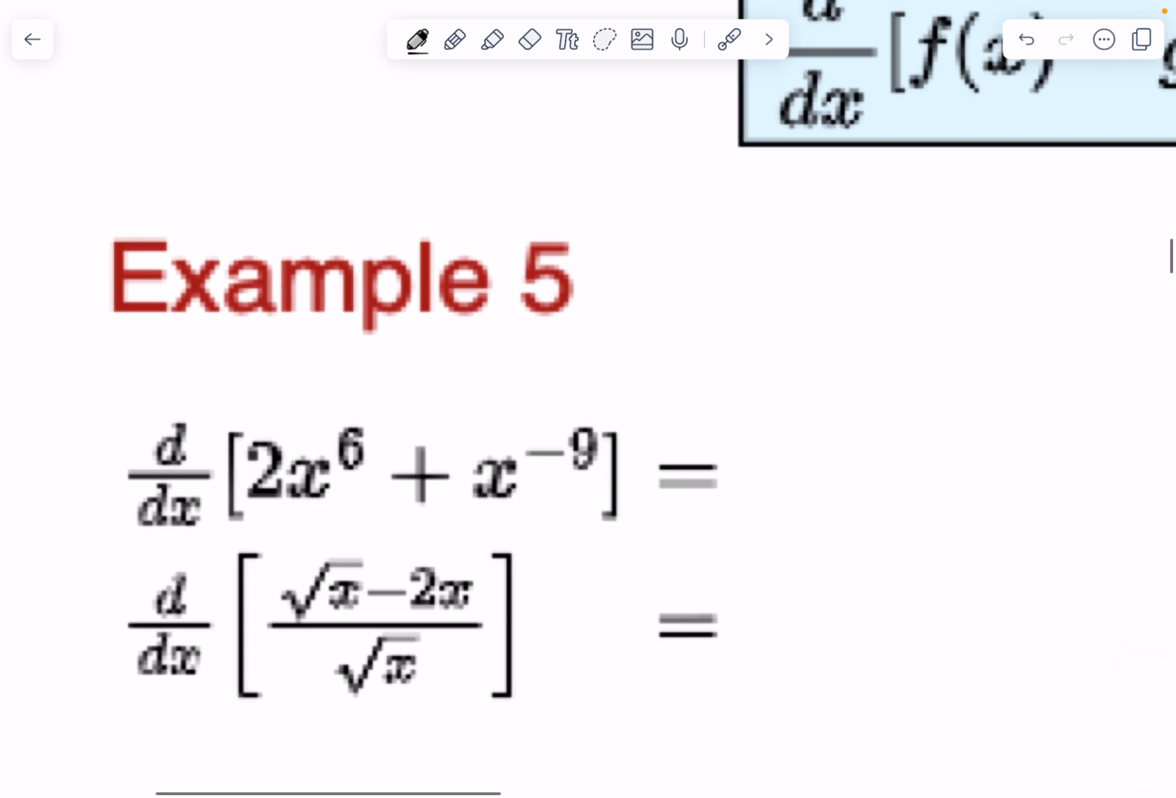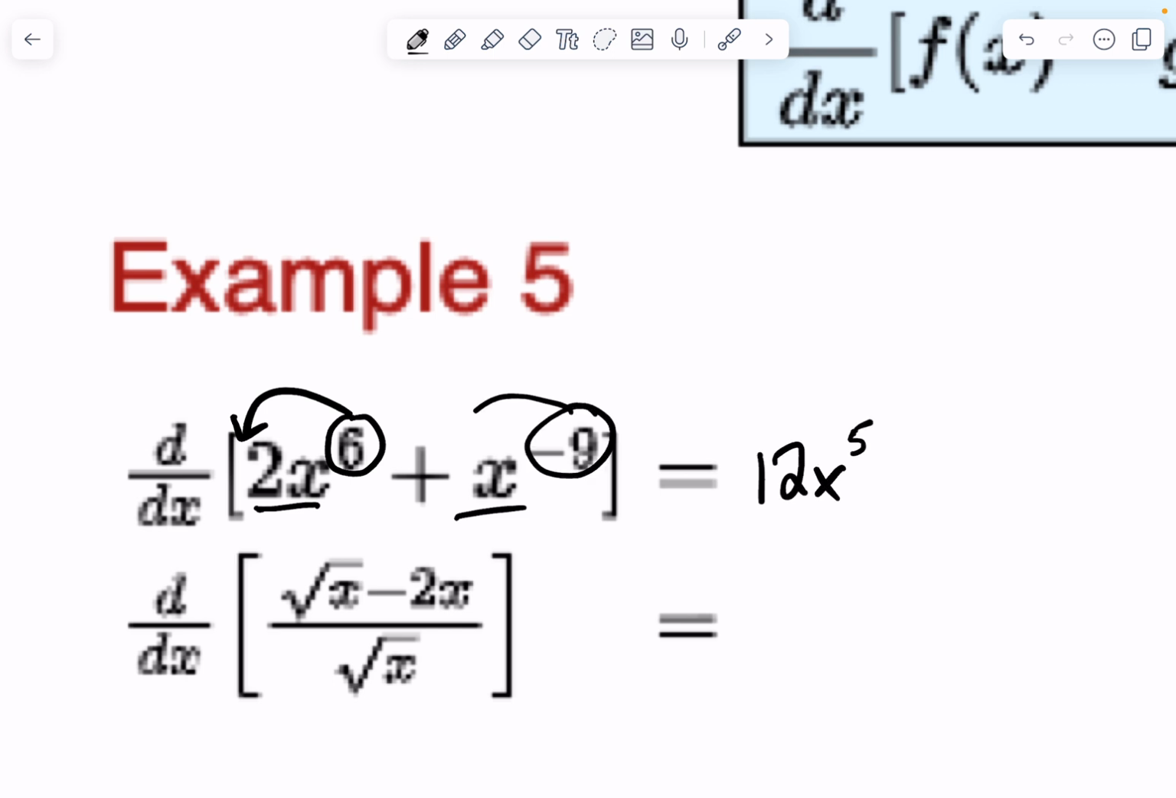This first one isn't terribly difficult. The bottom one gets a little ugly, but for this one, let's just start with the 2x to the 6th power. 6 comes down in front, multiplies by 2. That's 12x to the 5th power. And then same thing here with the 9. I'm going to bump the negative 9 down in front, so minus 9x to the negative 10th power.